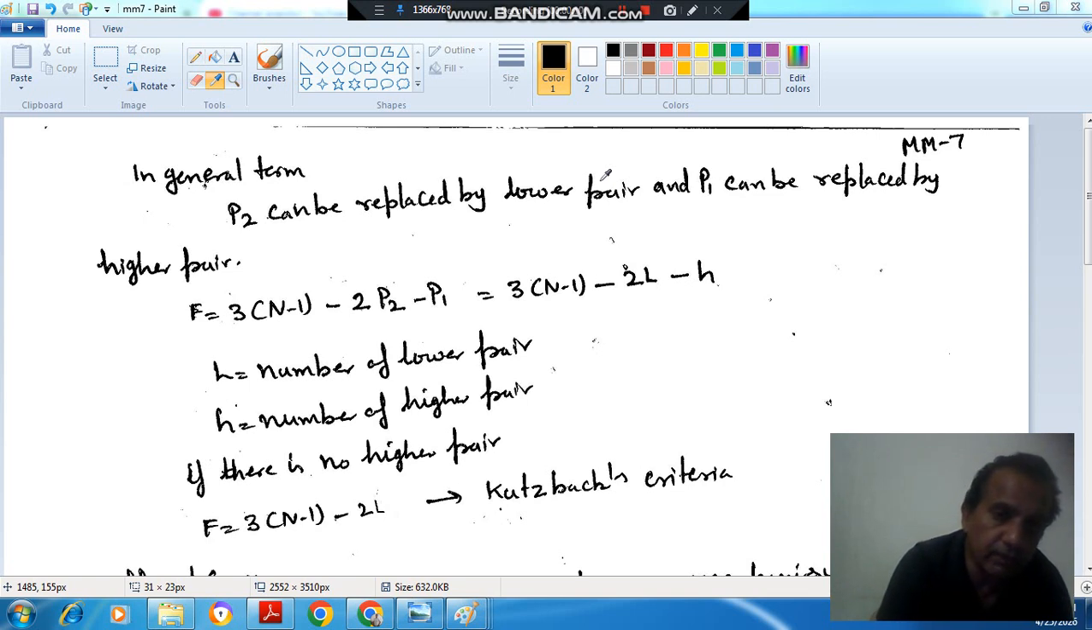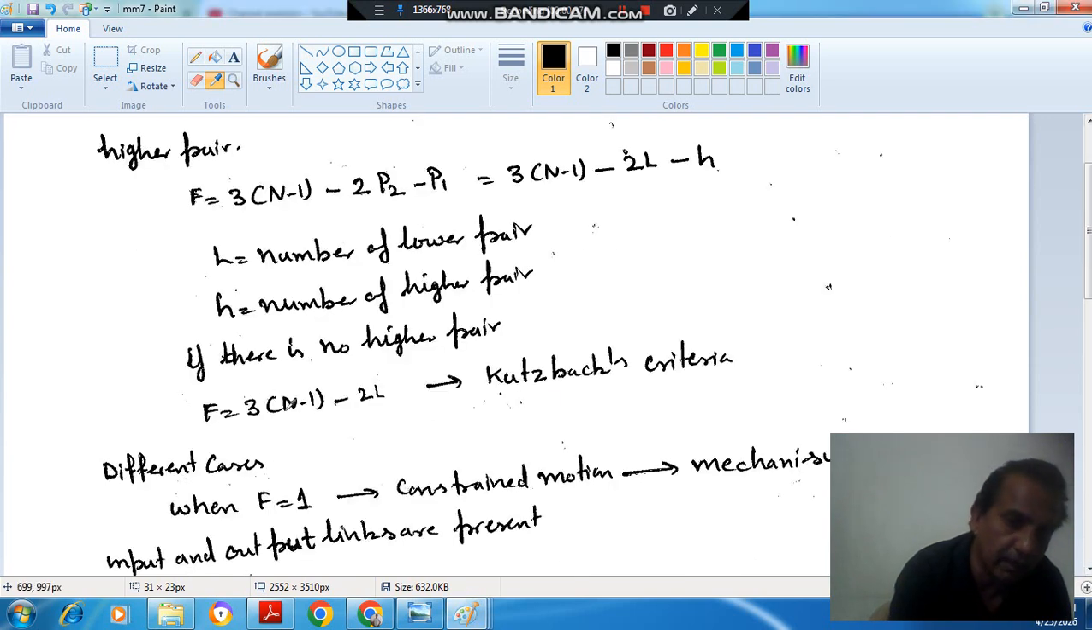In the last video, we derived a formula for the degree of freedom: F = 3(n - 1) - 2l - h, where n is the number of links, l is the number of lower pairs, h is the number of higher pairs, and F is the degree of freedom. So if there is no higher pair in the linkage, then the degree of freedom is 3(n - 1) - 2l. Okay, so this is the degree of freedom for the pair having no higher pair.